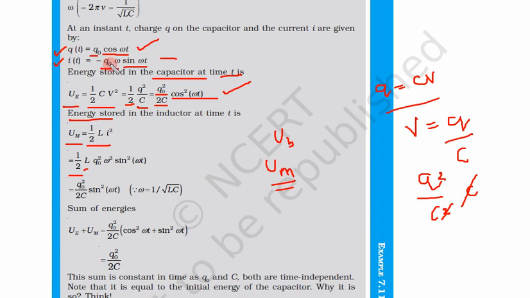So I is minus Q0 omega sin omega t. When we square, this minus sign goes out. So we get Q0 square omega square sin square omega t.